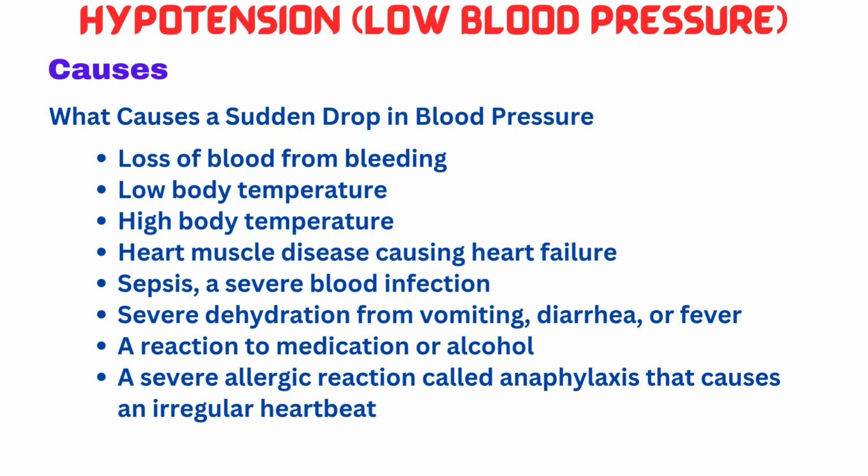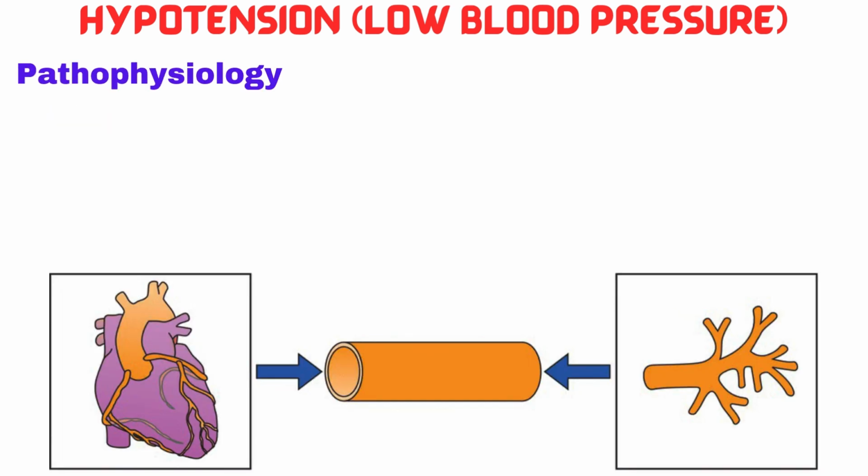Causes of this type of hypotension include loss of blood from bleeding, low body temperature, high body temperature, heart muscle disease causing heart failure, sepsis, that is a severe blood infection, severe dehydration from vomiting, diarrhea or fever, a reaction to medication or alcohol, and a severe allergic reaction called anaphylaxis that causes an irregular heartbeat. Next, we will see pathophysiology.